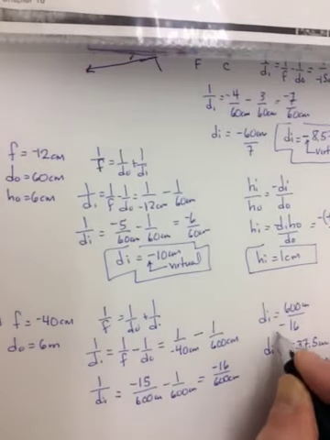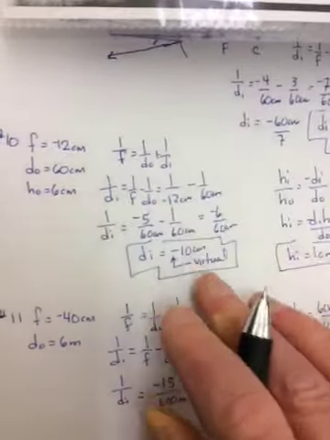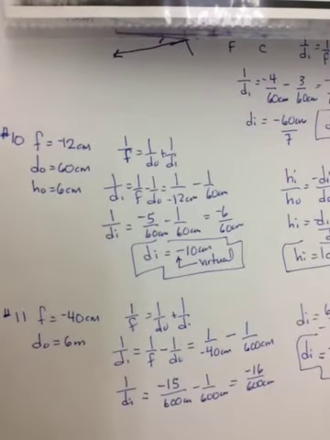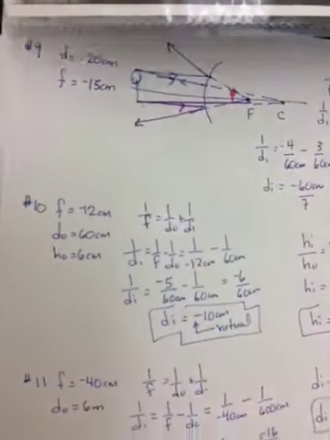It asks, is it bigger, is it smaller, is it erect? Well, it's virtual, so it's definitely erect. And this is the only case for the convex mirror, and it's always, always, always tinier.